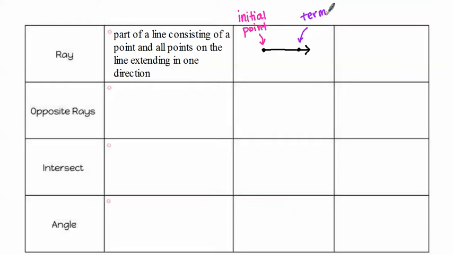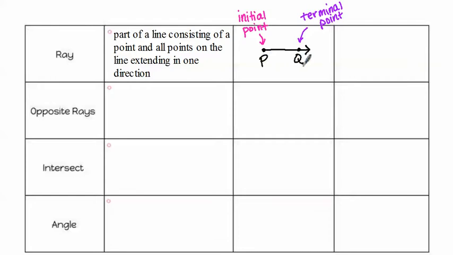Now, if you really think about it, terminal usually means to stop or to end. A ray does not stop at that point. It keeps going through that point. Now, why is that important? Well, we're going to call that initial point P, and we're going to call our terminal point Q.